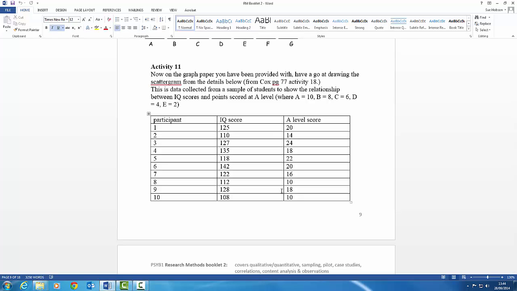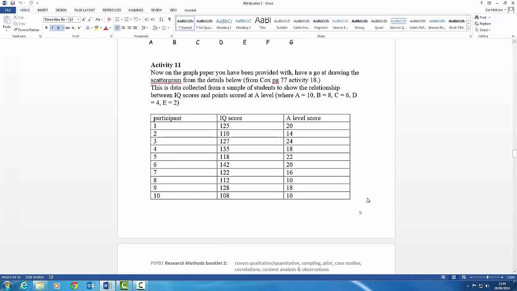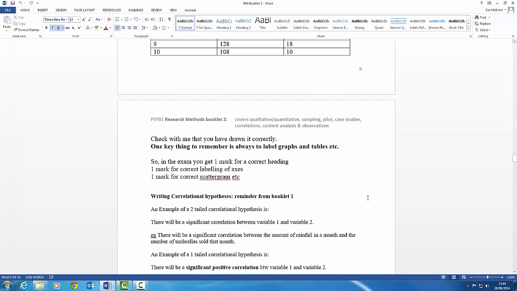Some of you will know this already from geography, biology, science, maths, but some of you may not have come across it or can't remember it, and I just want to make sure that you could do a scattergram in the exam. Okay, so we'll have a look at that.